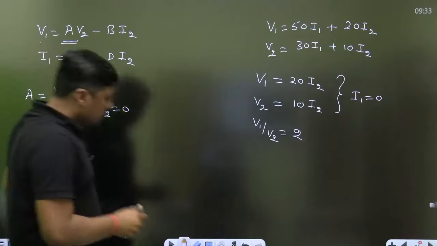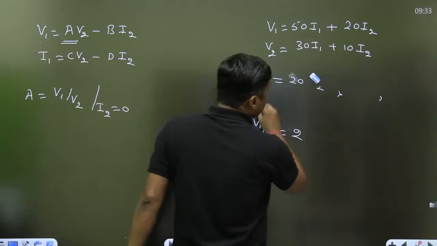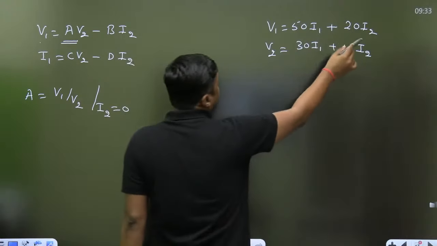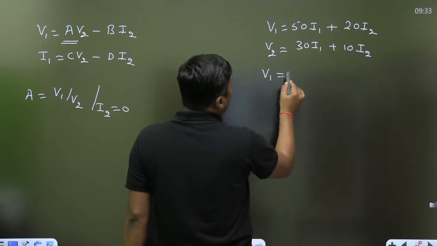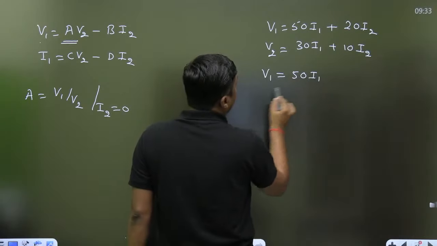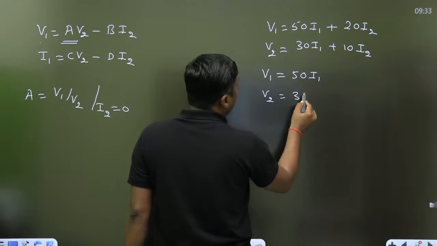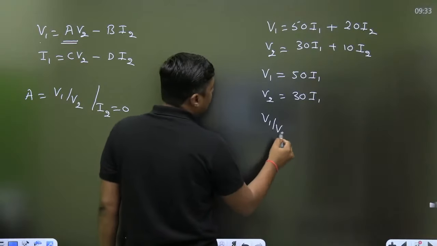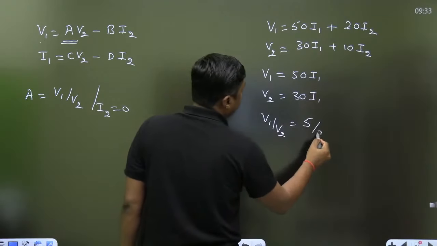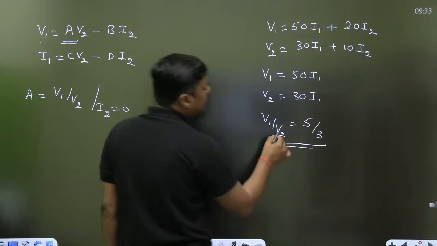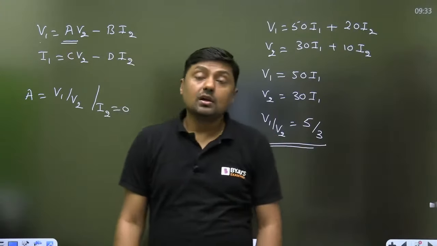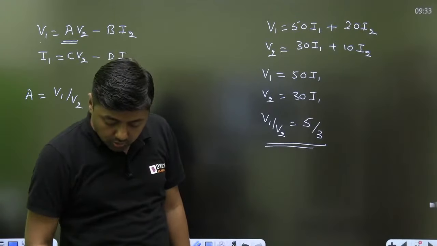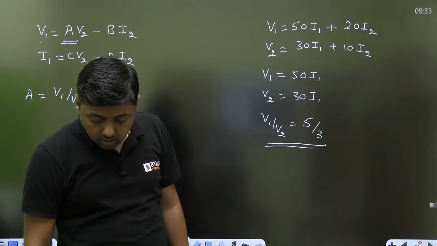Then this time make I2 equal to 0. When I make I2 equal to 0, V1 becomes 50 I1 and V2 becomes 30 I1. So what is V1 by V2? V1 by V2 becomes 5 by 3, and it is a unitless quantity because it is the ratio of voltages. Now, what is the answer? Right or wrong? So D is the wrong one.